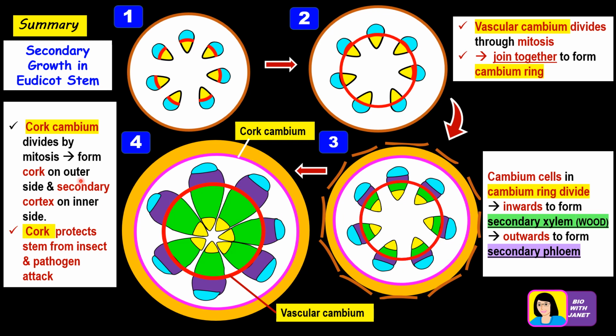Okay, and then lastly, the cork cambium, which is the second ring on the outer part of the stem, divides by mitosis to form cork on the outer side, the orange layer, and secondary cortex on the inner side. And then the function of cork is to protect the stem from insect and pathogen attack and to reduce water loss from the stem.